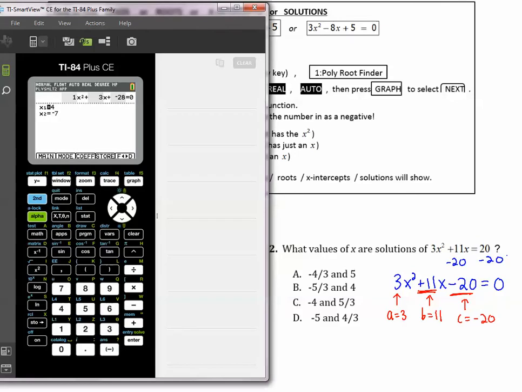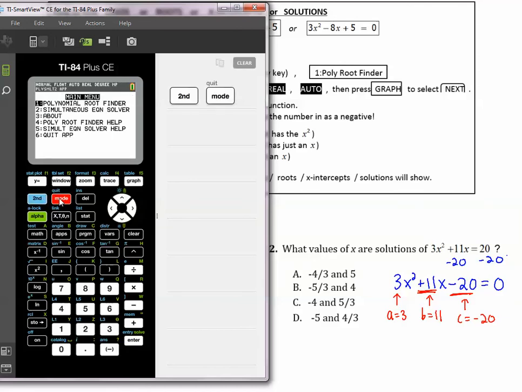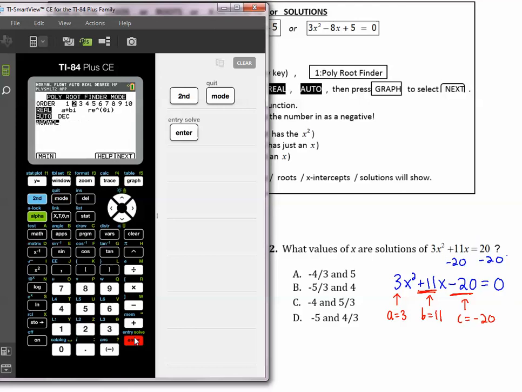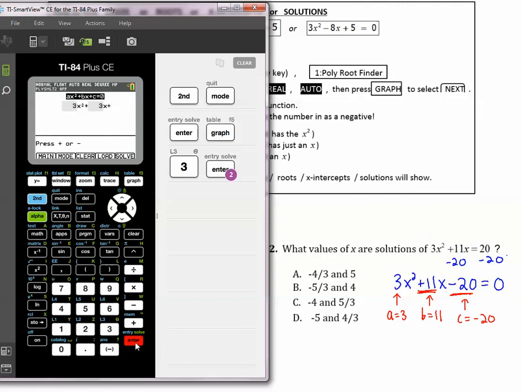Let's go ahead back to the calculator. Now, if I'm already in the app and I need to get out, I can press second quit to get out of any app. It takes me back one step, and I can do my root finder from here. Next, and now let's type the A is 3, enter.